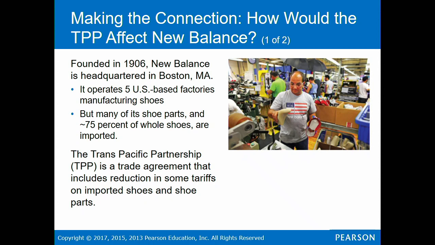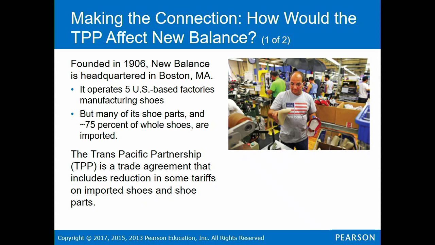Who remembers the Trans-Pacific Partnership? This was back in 2016. Big news story for a long time, and that was the central plank of Donald Trump's election strategy. So New Balance was headquartered in Boston, Massachusetts. It's an American company, operates several factories in the United States, and they manufacture shoes. But many of its shoe parts, about 75% for a lot of the shoes, are imported. So even though they're producing these shoes in the United States, they're not doing everything in the United States.